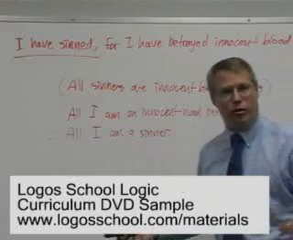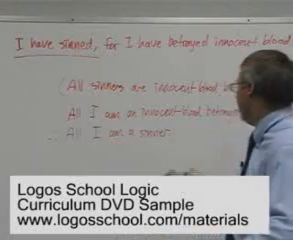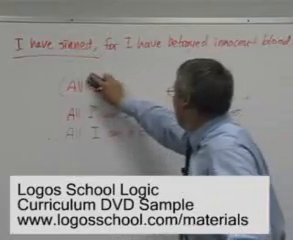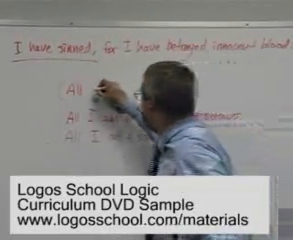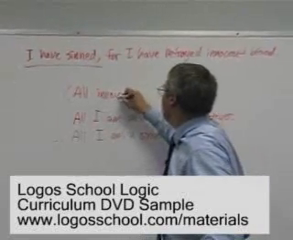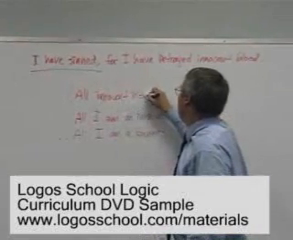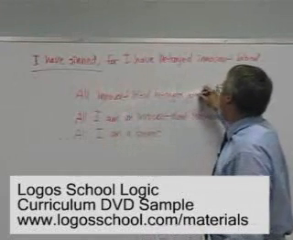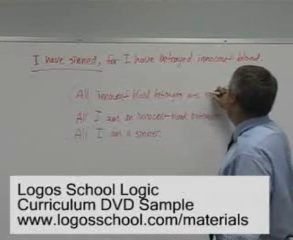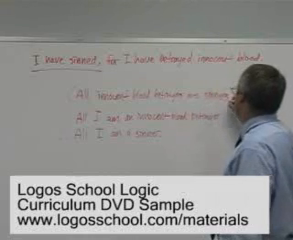Now, doing the charitable thing and assuming that Judas was arguing validly, we then have to realize that what he was assuming is that all people who betray innocent blood, all innocent blood betrayers, are sinners. That's the assumed premise.